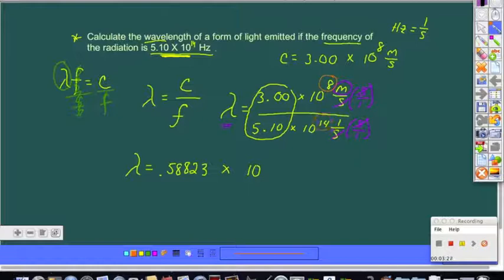So we're going to do 8 minus 14, which gives us a value of -6. Now, looking at significant figures, I should keep 3 sig figs. And I'm going to put this in proper scientific notation, which will give me times 10 to the -7th, and my unit is meters.